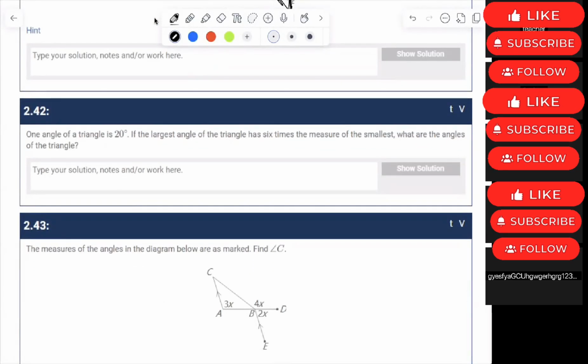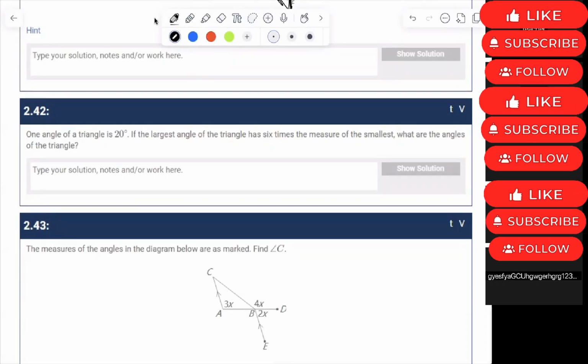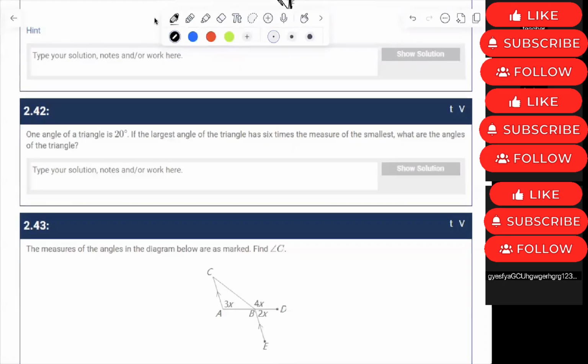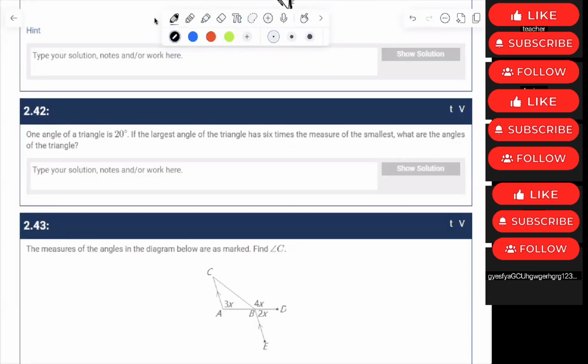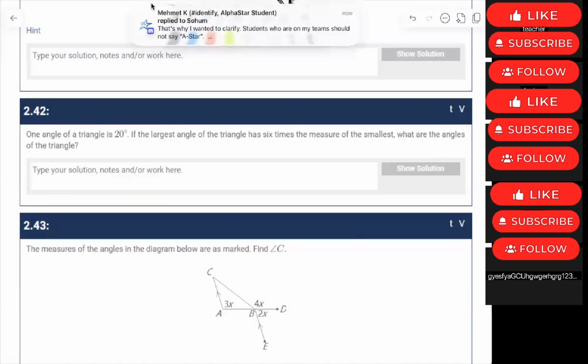One angle of a triangle is 20 degrees. If the largest angle of the triangle has 6 times the measure of the smallest, what are the angles of the triangle? I'll let you guys have a try at this question and tell me in chat.